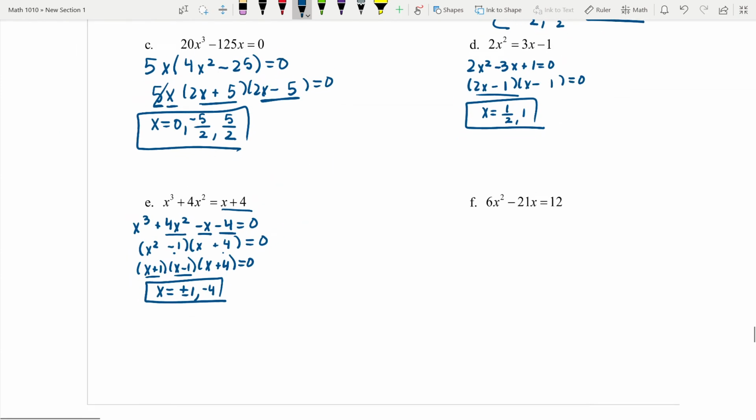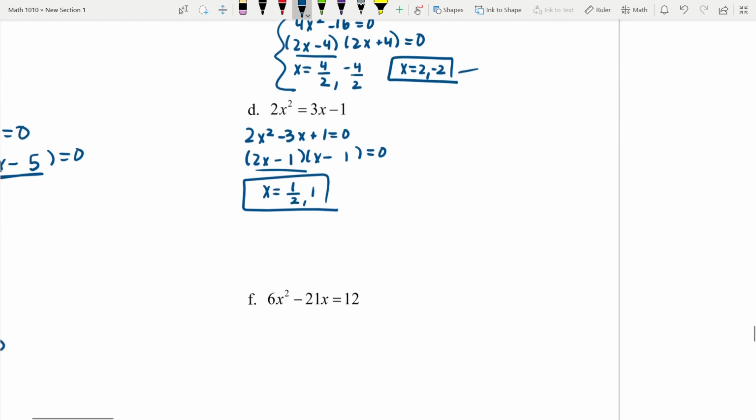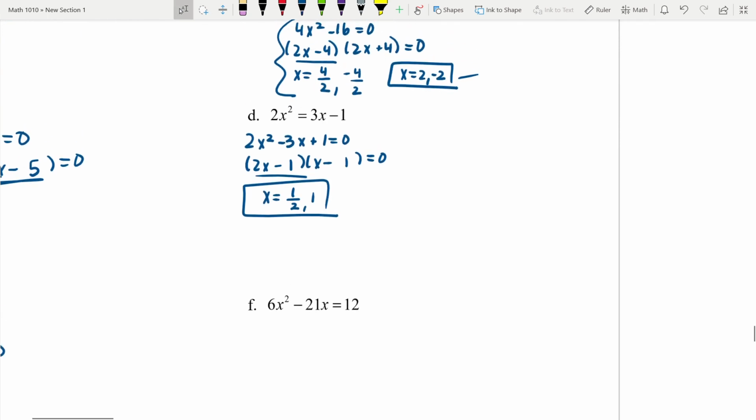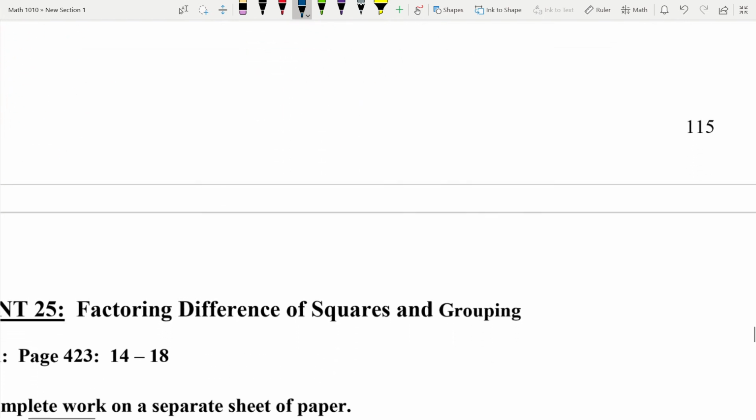Okay? This problem, you can check your answer on all these problems. How would you check your answer once you've got it? Plug it back in, and if you plug it back into the original, the left should be the same as the right. If you plug it into here, then you should get a 0. Okay, whichever one you want. Okay, question F, and then we're done.